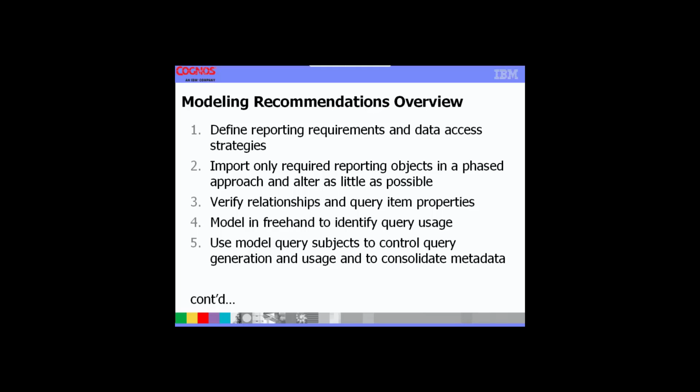And number 5 is to use model query subjects to control query generation and usage and to consolidate metadata. So this is where we're taking these model query subjects and we can merge them together to force certain joins, or we can just use them to pull disparate query items from different underlying data source query subjects, and basically just consolidate it for a nice view, so people don't have to go to multiple locations to get the information they want.